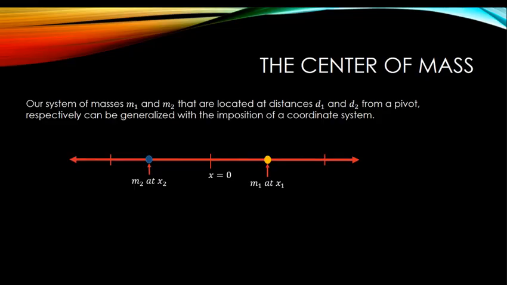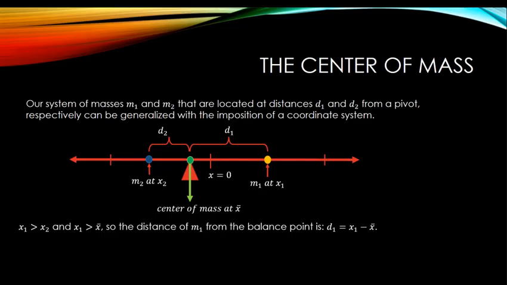In order for these two masses to be balanced by a pivot, my pivot has to be located at the center of mass for the system, and I'm going to give that coordinate the designation x with a bar over it. So my center of mass, x bar, is going to be located so that d sub 1 is the distance between the center of mass and where mass 1 is located, and d sub 2 is the distance between the center of mass and where m sub 2 is located.